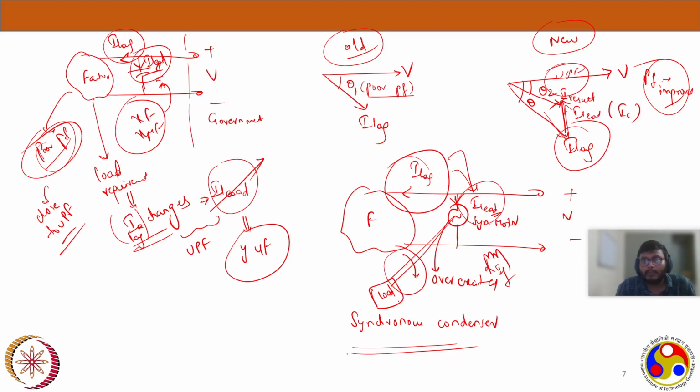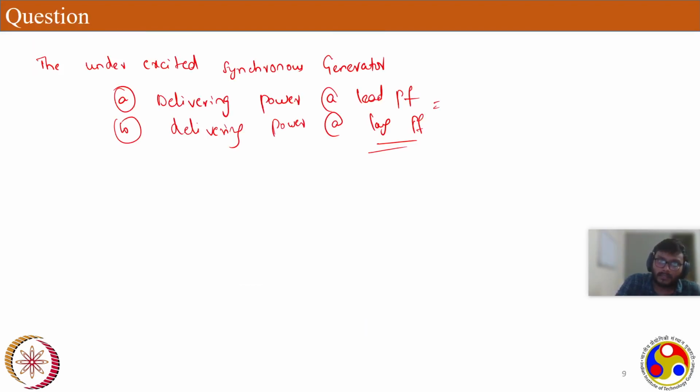There it is very handy to use synchronous condensers, which help in drawing a leading power factor, so that the overall power factor will be close to unity. And then we discussed a few problems, and these are theoretical bits.